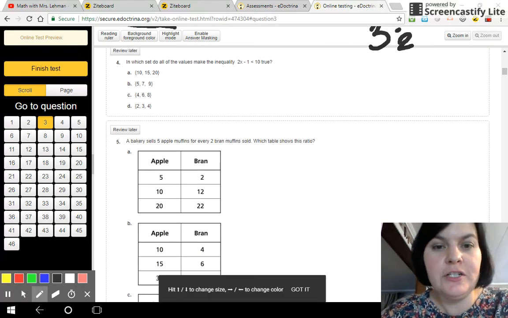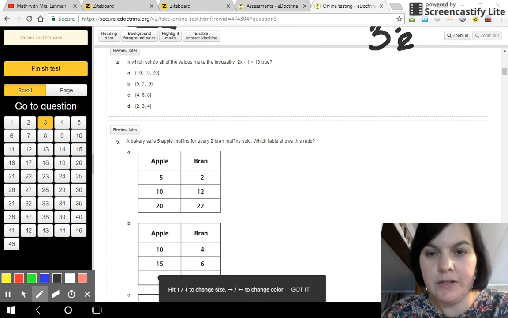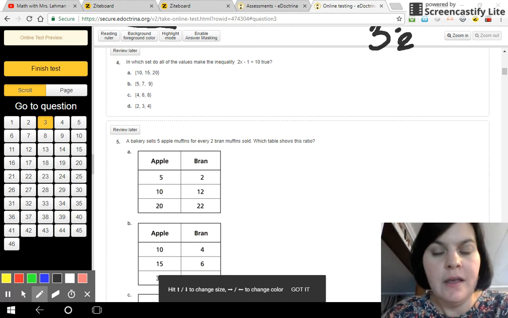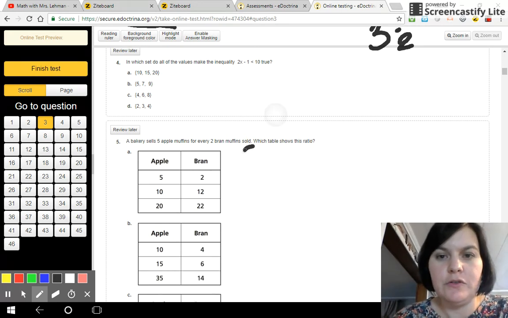All right, it says, in which set do all of the values make the inequality 2x minus 1 is less than 10 true?